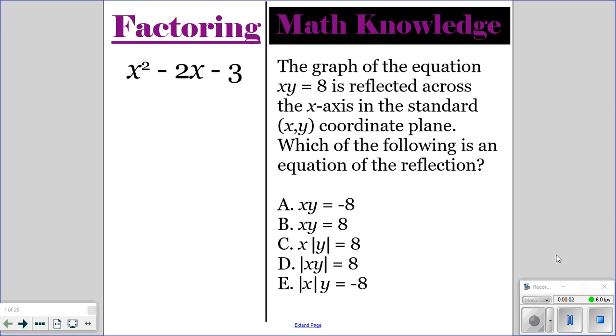Alright, so y'all go ahead and do the factoring and the math knowledge question for today. Pause the video, and then once everyone is finished, you can unpause the video and I'll go over the correct answers. So for the factoring, you should have (x - 3)(x + 1).